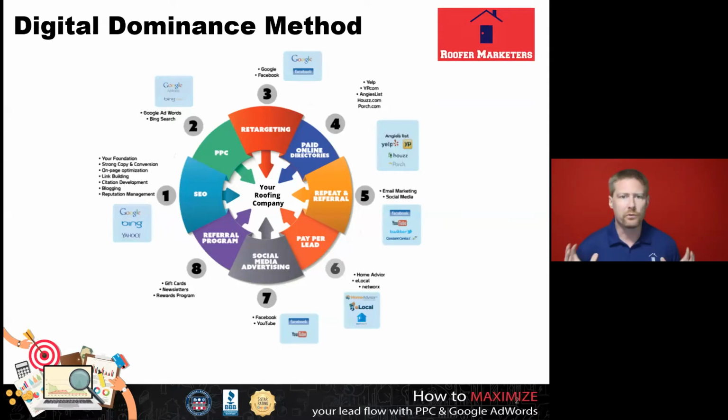So this month's webinar is on Google AdWords and Google Ads. You can see it's number 2 on our list here in the digital dominance method. And that's because it really is one of the most effective ways to generate a lead for your roofing business, right? SEO is kind of the foundation that we build everything off of. You can see we have that as number 1 here, but Google AdWords is really the glue. It really helps you to hit your revenue goals in a very effective way. So we're going to go into that in great detail today.